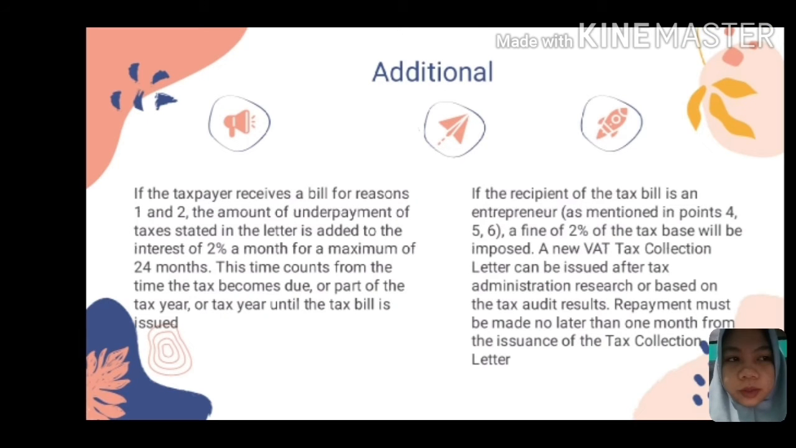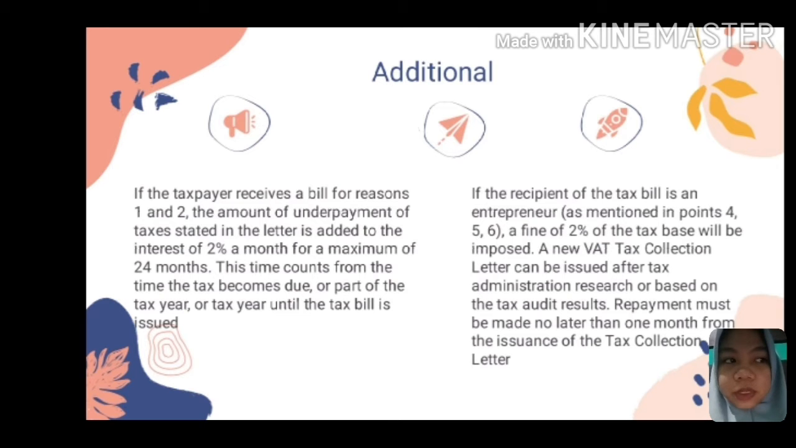The additional information: if the taxpayer receives a bill for reasons 1 and 2, the amount of underpayment of tax stated in the letter is added interest of 2% per month for a maximum of 24 months. The time is counted from the time the tax becomes due or the end of the tax year until the tax bill is issued.